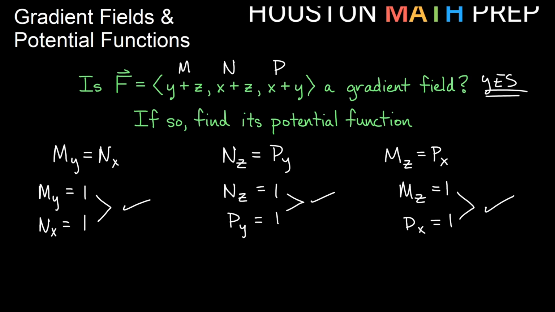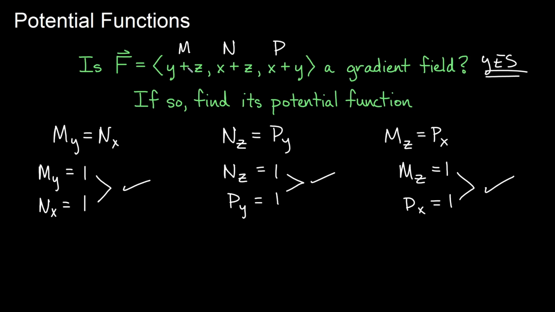Now, how will I find my potential function? The answer is I will simply integrate all of these with respect to the proper variable. So I need to integrate M dx. It's in the x position, so this should be partial f_x, right? So we integrate dx.